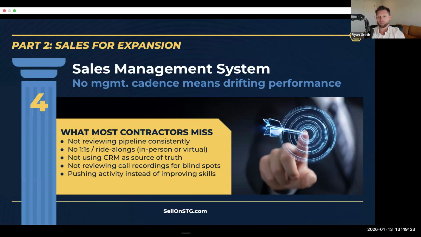Not reviewing call recordings for blind spots. On the residential side, these are really great. In the commercial space, I don't see people jumping in on those outside of Zoom calls yet. I'd love to see that change because there's technology out there. But they push activity instead of improving skills. They're like, do more, do more, do more. And then when they're actually doing the thing, they don't feel skilled, and so they get defeated. They don't feel more confident to go out and do more because the skills aren't there. A lot of times we miss these.